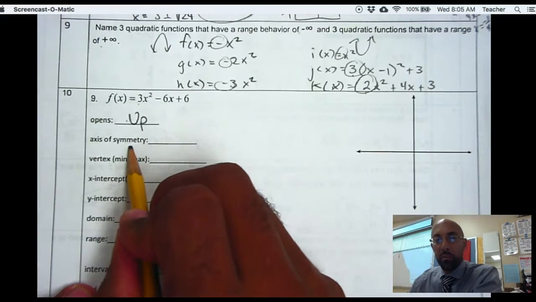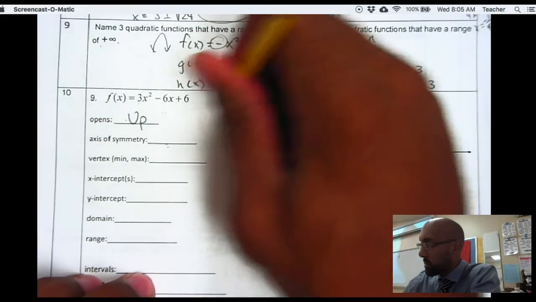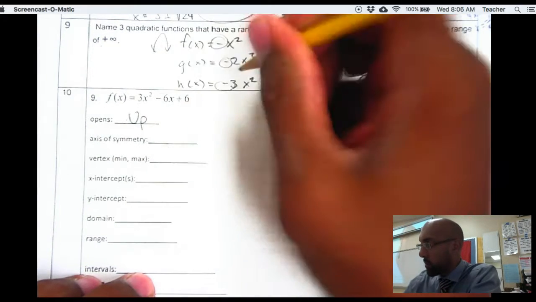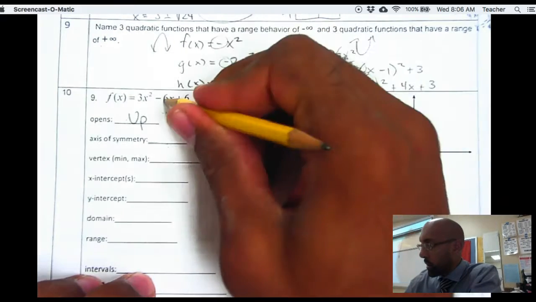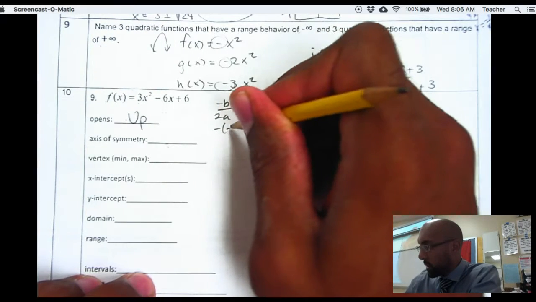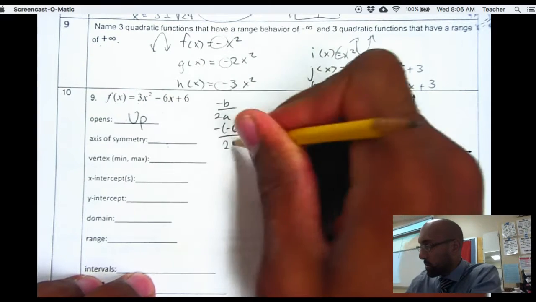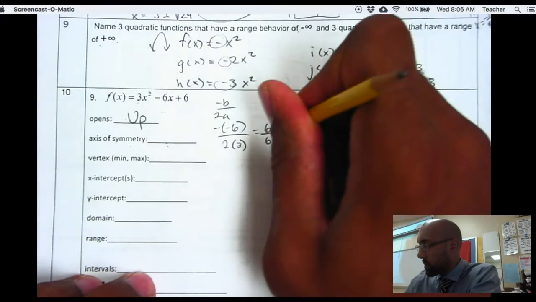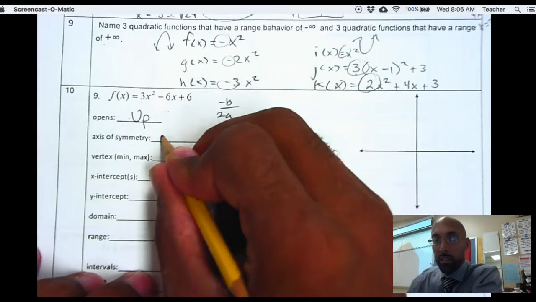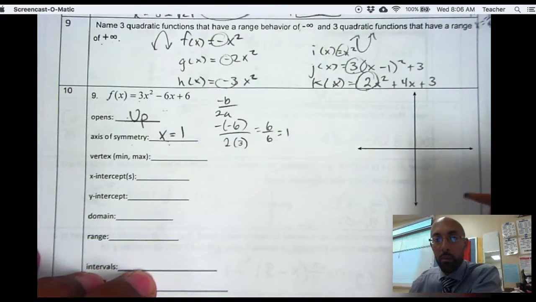Axis of symmetry. Well, in order to find that, we've got to take this middle term and find the axis of symmetry using the formula, negative b over 2a. So we'll have negative times negative 6 over 2 times a, which is 3. Then 6 over 6 is just 1. Now remember, for the axis of symmetry, we need to start with x equals 1. We always start with x.